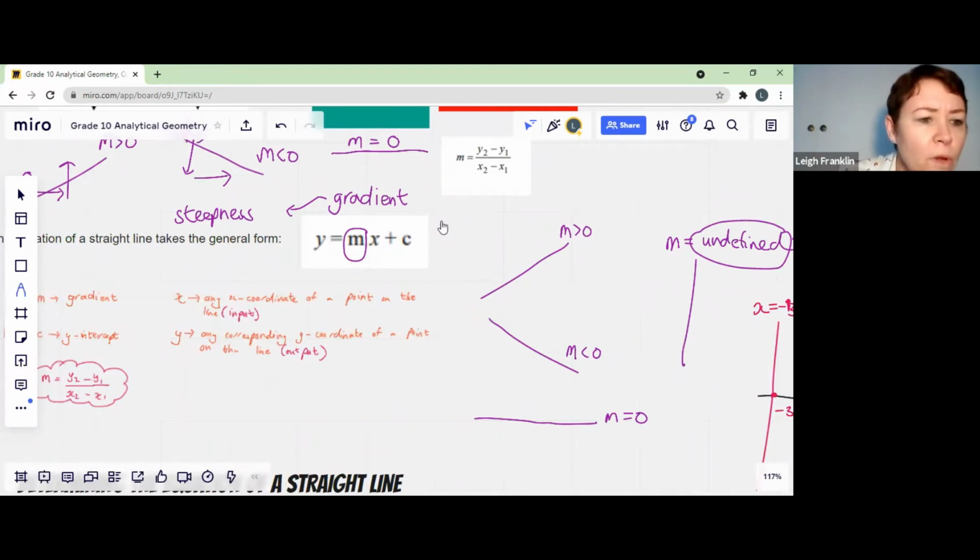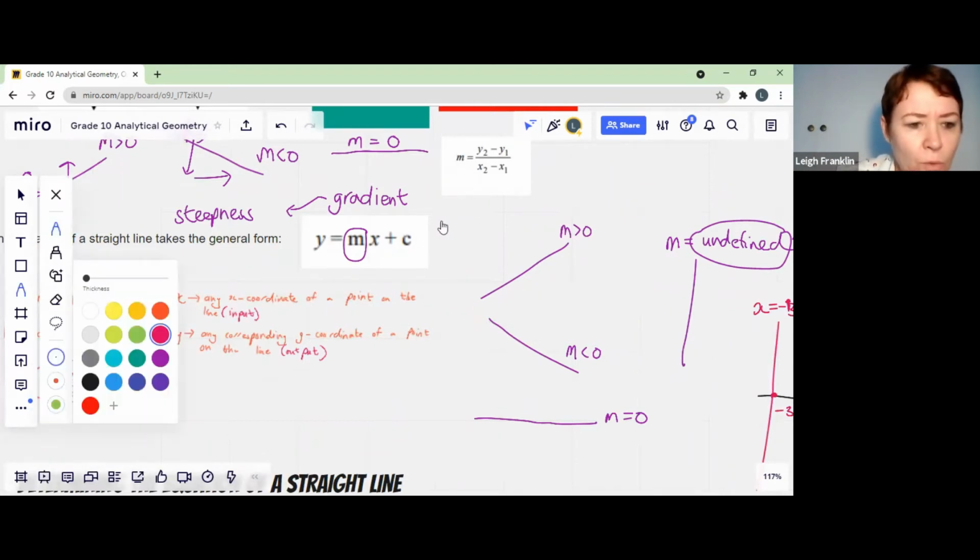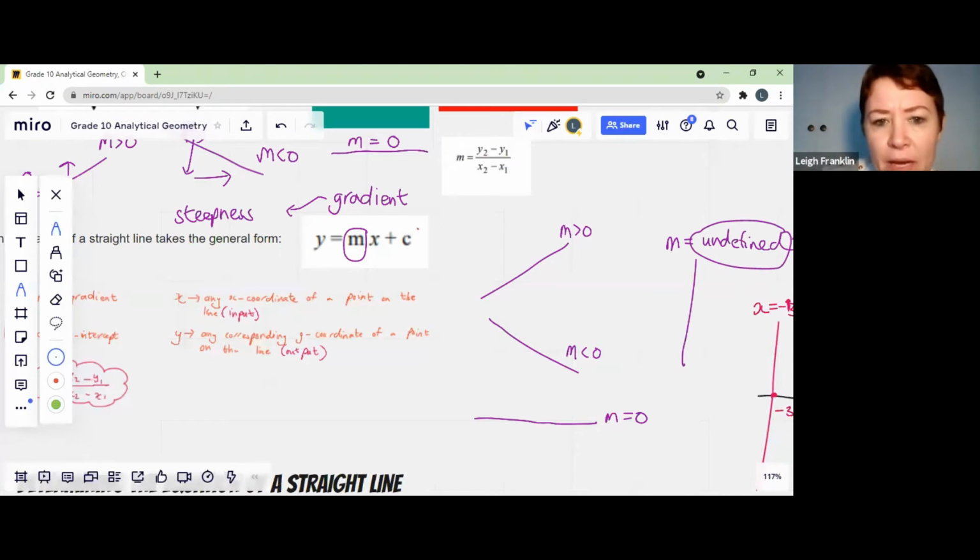Does anybody know what the c represents? What does this letter c here mean for us? So m is the gradient, c is the y-intercept. Good, Phoebe, well done, the y-intercept. In other words, the value at which the graph crosses the y-axis. Yes, Nolwazi, the y-intercept. Good job, excellent. And what do the x and y represent?